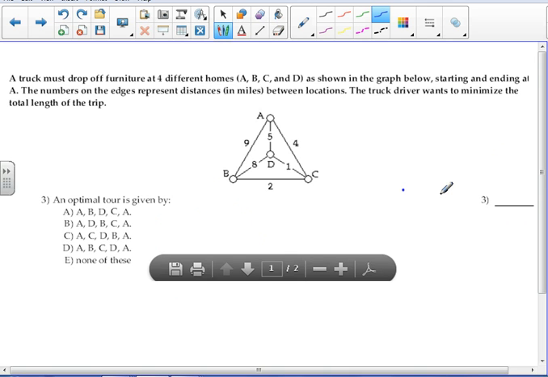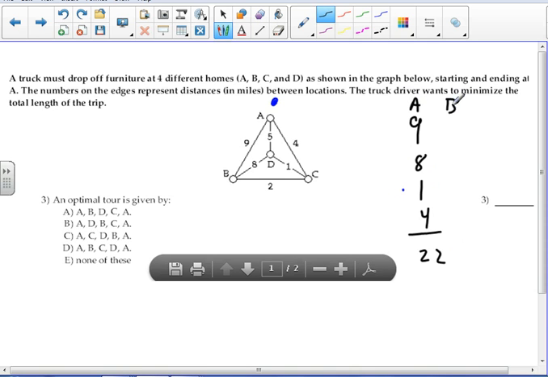A truck must drop off furniture at 4 different locations, starting and ending at A. Okay, so I have to end at A, and I want the most efficient route. So what we're just going to do is count the edges. If I go A to B, that's a 9. B to D, that's an 8. D to C, that's a 1. C to A is a 4. 22. So that's my A path.